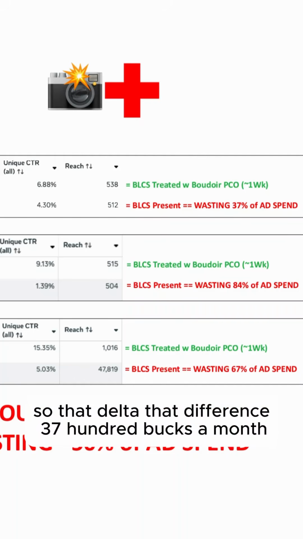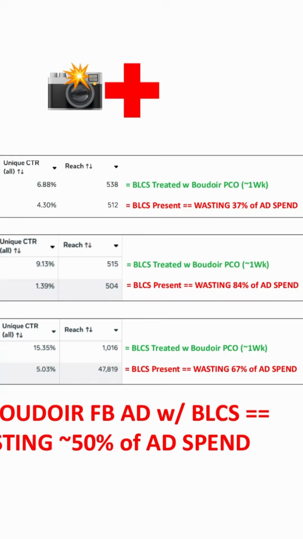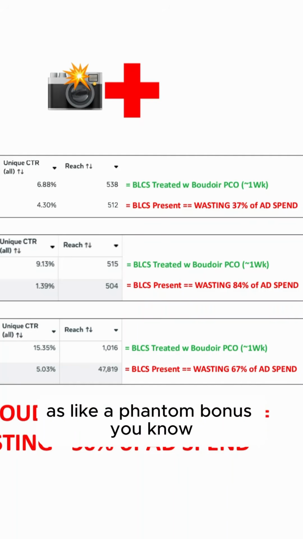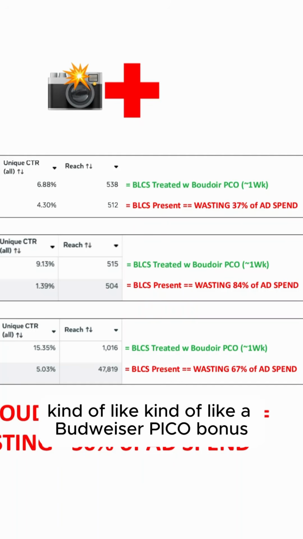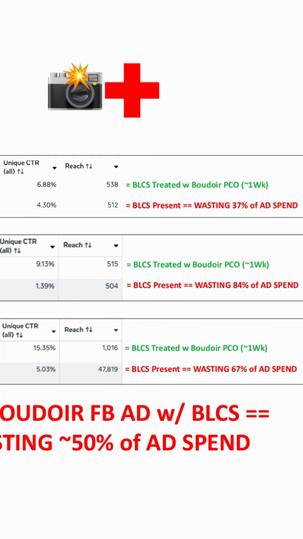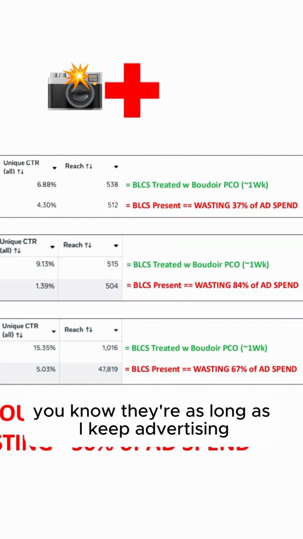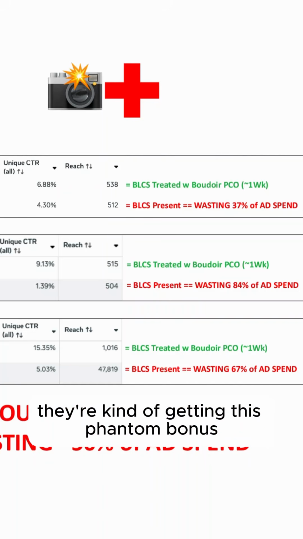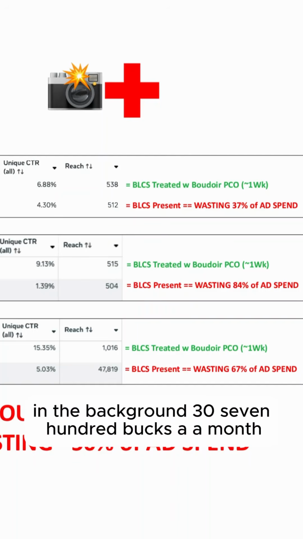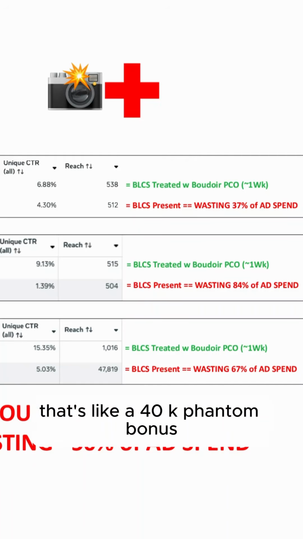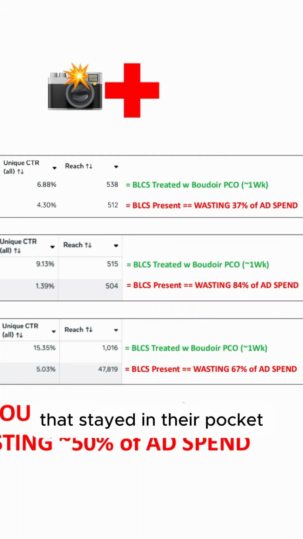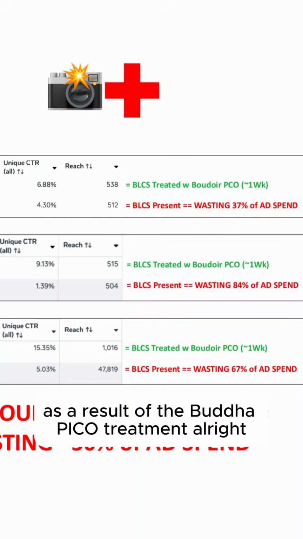So that delta, that difference, $3,700 a month, they can just pocket as a kind of phantom bonus. They no longer have to spend that on ads anymore, kind of like a Boudoir Pico bonus. And as a result, as long as they keep advertising, they're getting this phantom bonus in the background, $3,700 every single month. At the end of the year, that's like a 40K phantom bonus that stayed in their pocket that they didn't have to spend as a result of the Boudoir Pico treatment.